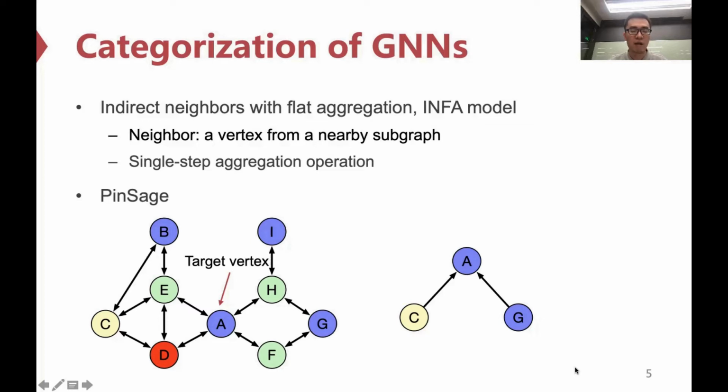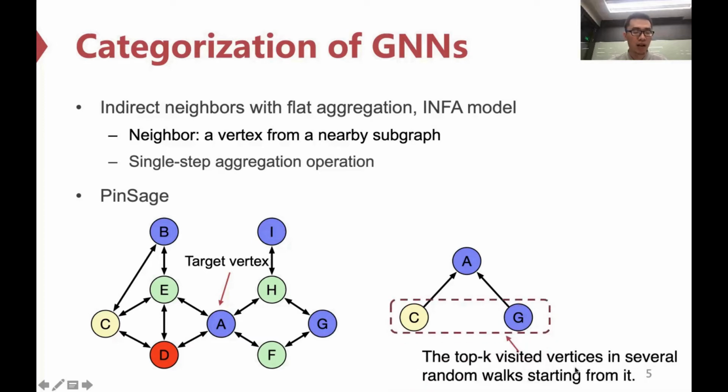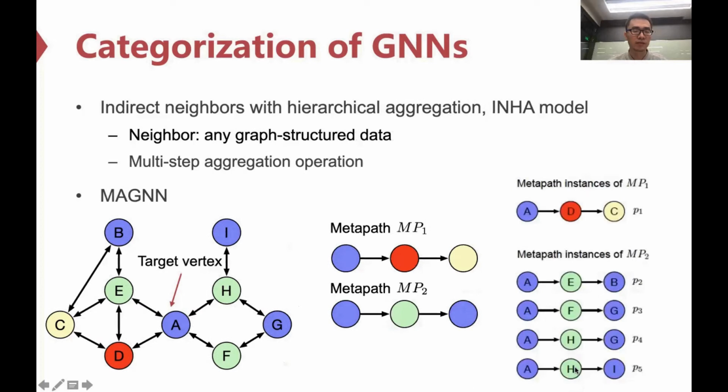However, PinSage adopts an importance-based neighborhood definition. The labels of each vertex are defined as the top k visited vertices in several random walks starting from it. If k is set as 2, the labels of A are C and G, since C and G have the highest visited counts. Both C and G are indirect labels of A.